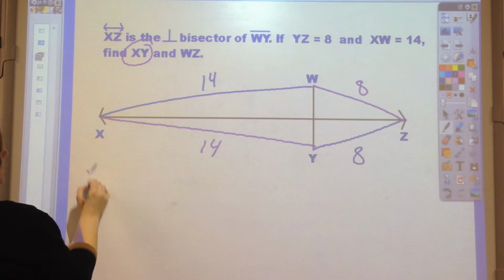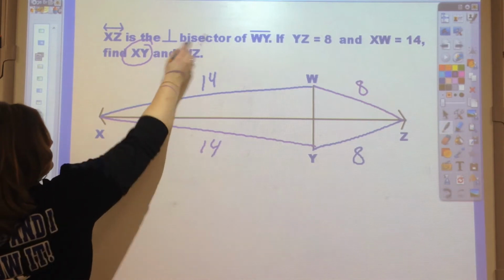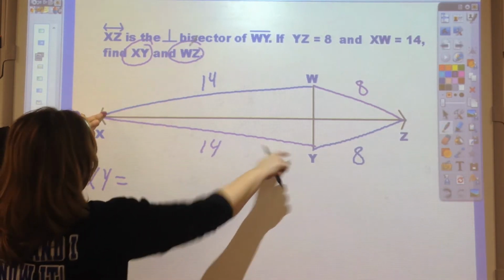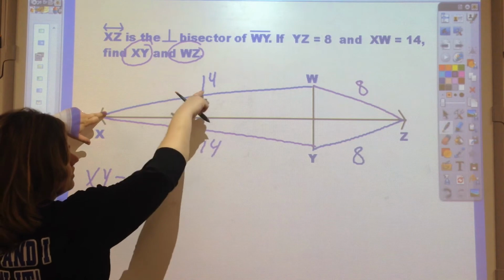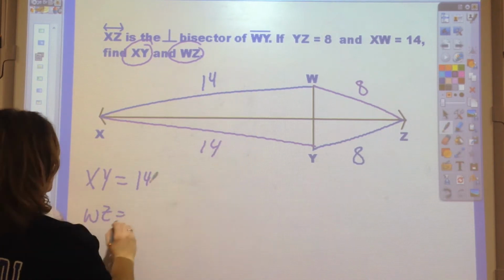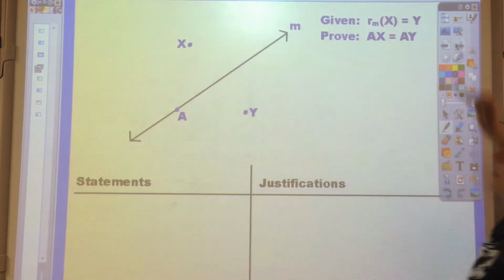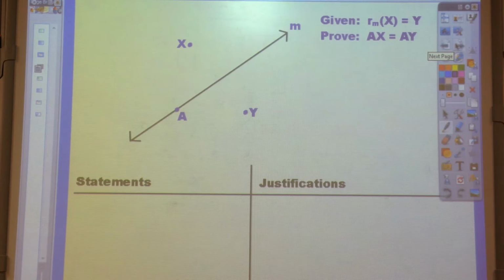So when it asks me for XY and WZ, XY here has to also be 14 like this segment, and WZ has to be 8. That's from the perpendicular bisector theorem. Now let's look at proofs.